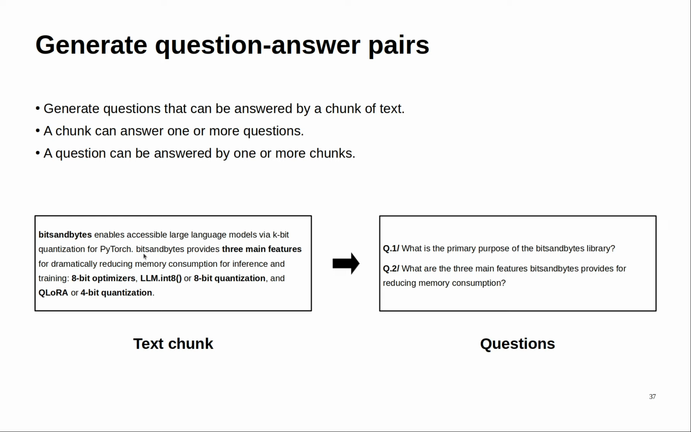And after that, the text says, bits and bytes provides 3 main features to reduce the memory consumption. And those are 8-bit optimizers, 8-bit quantization, and 4-bit quantization. And the second question asks, what are the 3 main features bits and bytes provide for reducing memory consumption? And the answer to this question is what I have just read. So you can see that the questions that the model generated are valid and we can keep them.